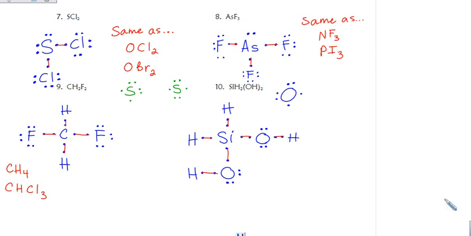I could switch the fluorine to any other halogen. I could switch it to chlorine, bromine, iodine, and it's the exact same structure. So again, if I'm picking elements from the same family, the Lewis dot structure will look exactly the same. There's not a whole lot I can do on a test or quiz to try to trick you.